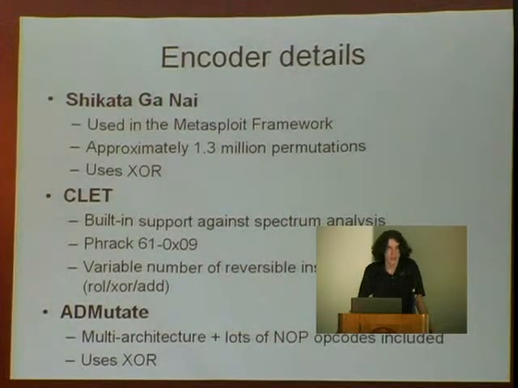The last one that will be discussed is ADMmutate. It was released as essentially a small toolkit. It had, I believe, encoders for 3 architectures, though only the IA32 one was actually polymorphic. It had lots of NOP opcodes included, also for 3 architectures: IA32, SPARC, and HPPA. And like Shikata, it also uses a 4-byte XOR key.